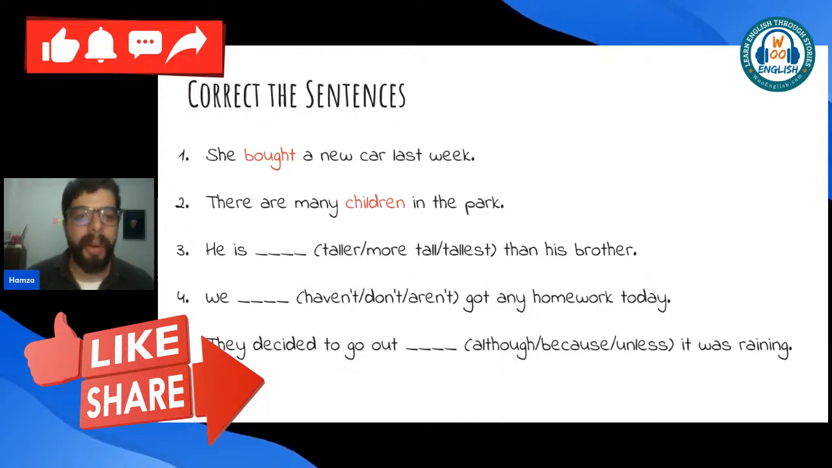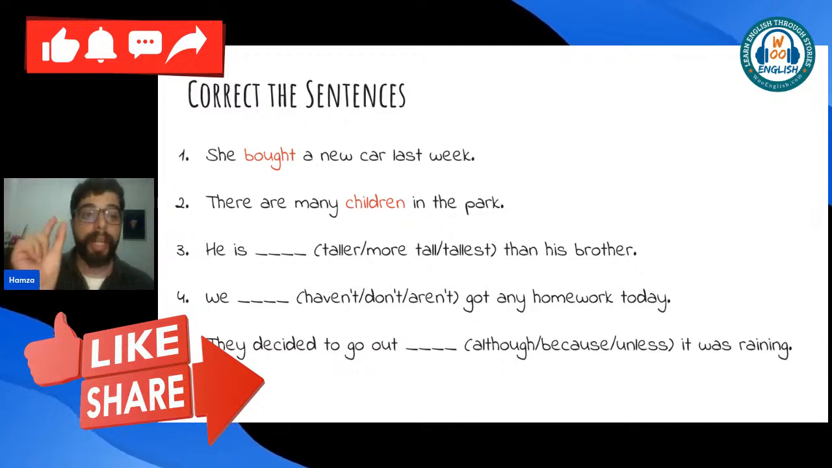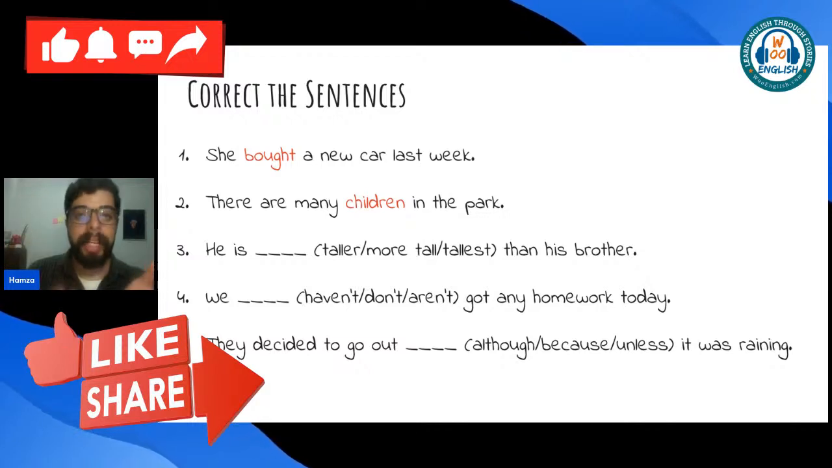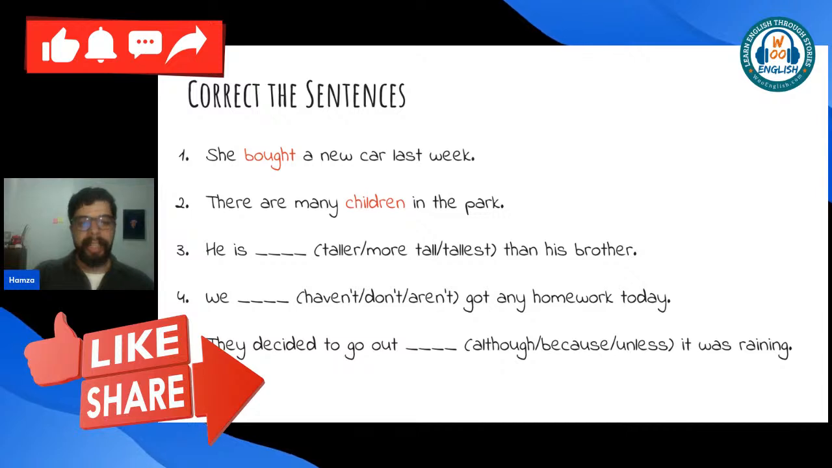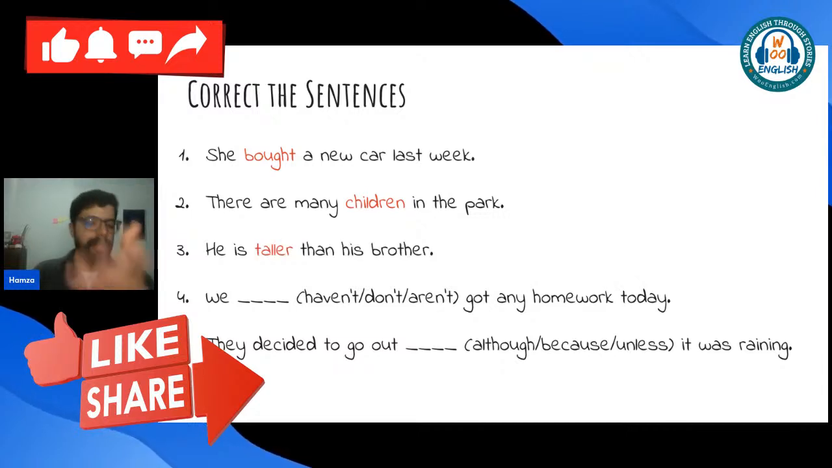But why did we say taller and not more taller? Because tall is short. When you have a short word, for the comparative we only add er. For example, big, bigger, tall, taller, fast, faster, smart, smarter. But if we have longer words like intelligent, we can't say intelligenter, we should say more intelligent. So if the word is short, we say er. If it's long, we say more. Well, the rule is more complicated than that, but I'm just giving you a small idea.